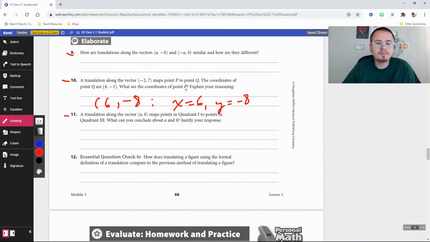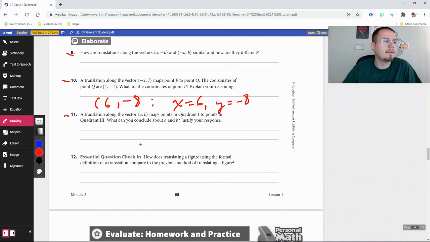Number 11, you'd figure out that a and b are both negative if you're going from 1 to 3. You're starting, I don't know what 1 is going to be. Let's say 1 is here, 3 is down here. So to go down, you have to go down and to the left.